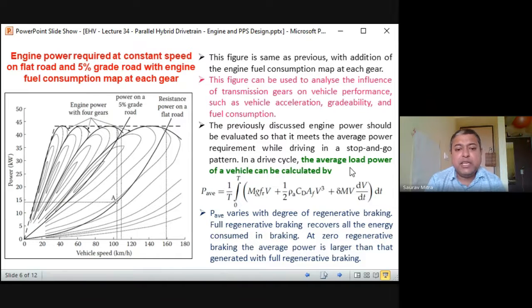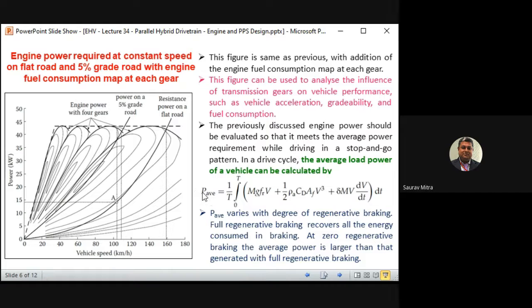Regenerative braking recovers all the energy consumed at braking. Very important part. At zero regenerative braking, the average power is larger than that generated with full regenerative braking. Regenerative braking has degrees, partial or full. With full regenerative braking, the engine does not have to generate huge power, because through the braking we are recovering some of the energy and giving it back to the PPS. At zero regenerative braking, all the power we give for braking is wasted and no power is obtained back, so the average power is larger.